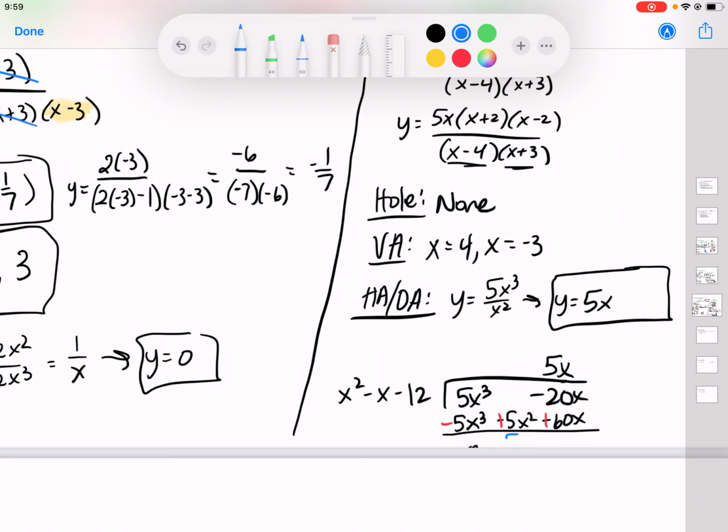And I really just need to know what this number right here is, because then when we divide those, that's going to give us our constant. So it's the plus 5, because 5x squared divided by x squared is 5. There it is. There are the answers.